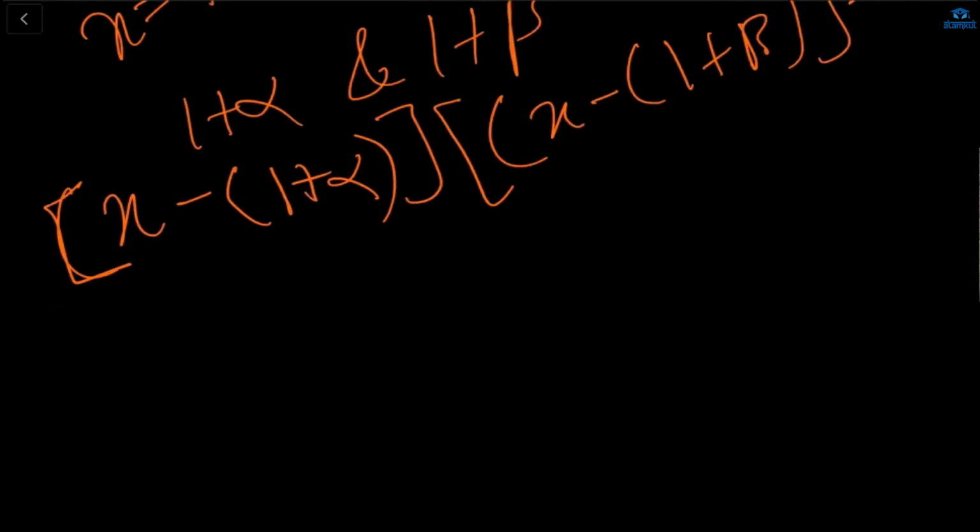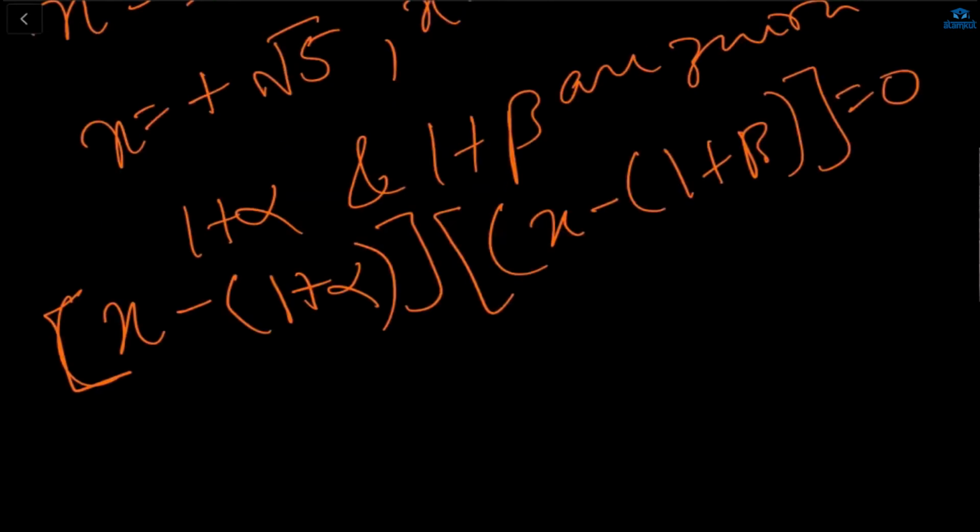Okay, or you can just directly use what we have done here. You can take the sum of 1 plus alpha and 1 plus beta, and the constant term can be represented as the product of 1 plus alpha and 1 plus beta. Okay, or in this way also you can do.